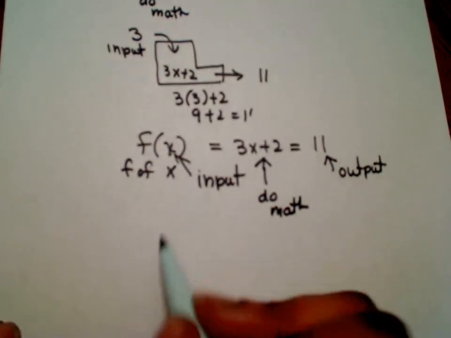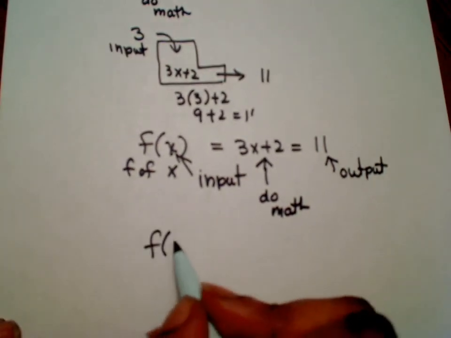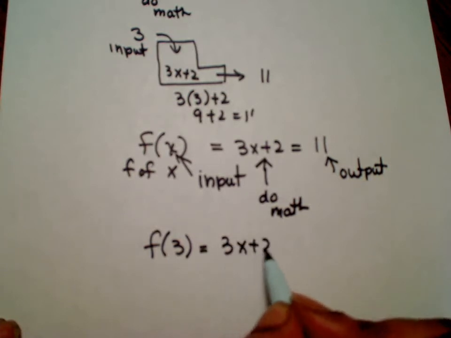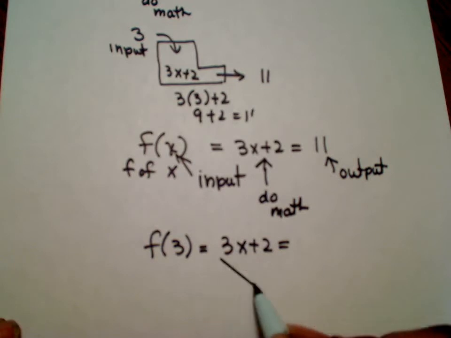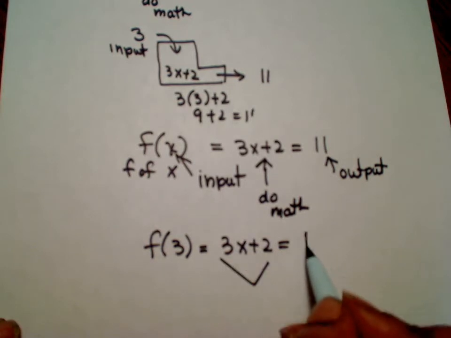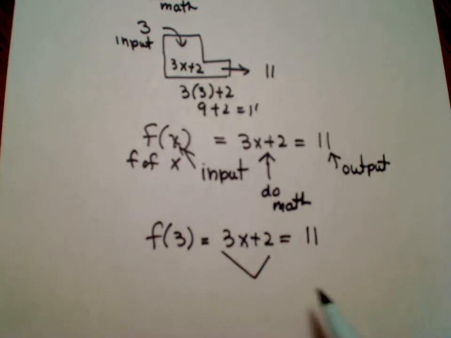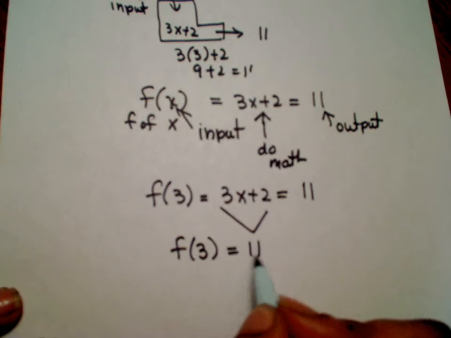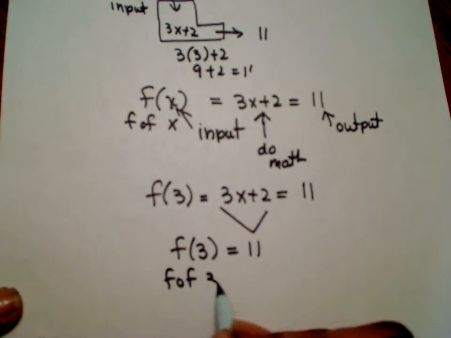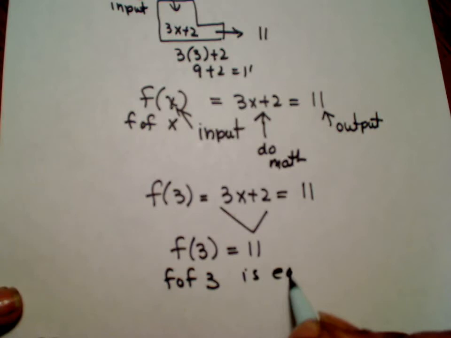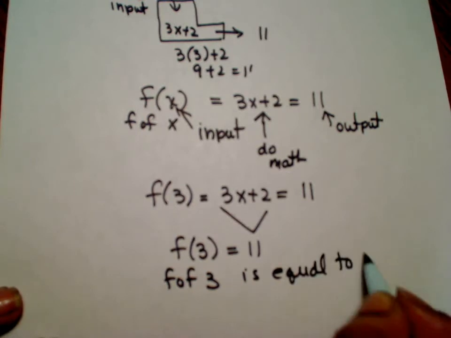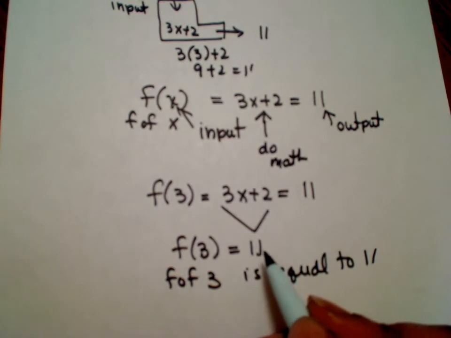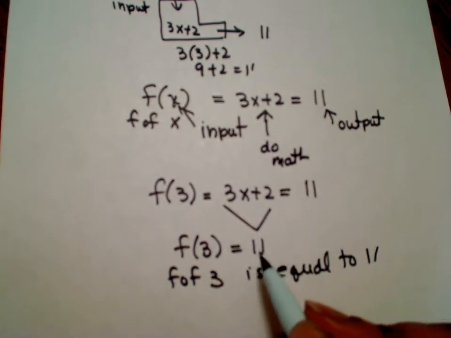So what do we have? The input for this one was 3. The math that they wanted us to do was 3x plus 2. When I got through doing the math, I would come out with the output, which happens to be 11. So therefore, this function is f of 3 equals 11. Notice f of 3 is equal to 11. Input, output. Let's do one more, just to make sure that you understand the concept.